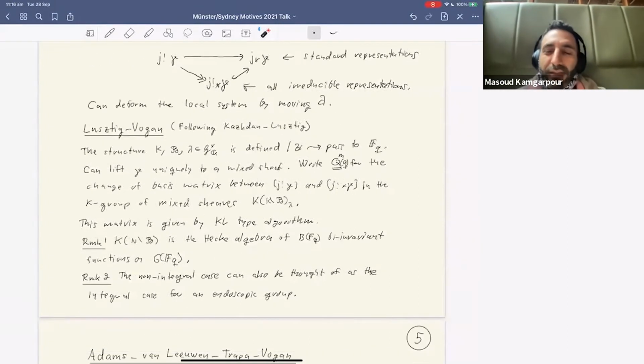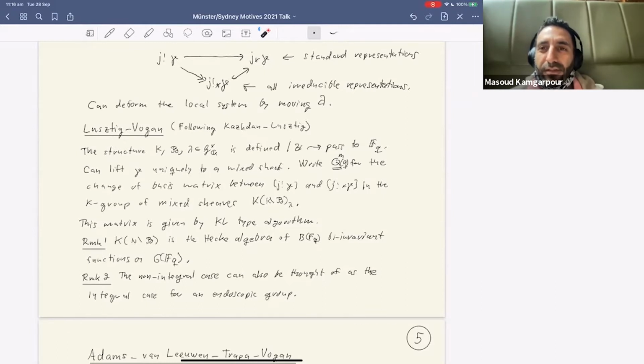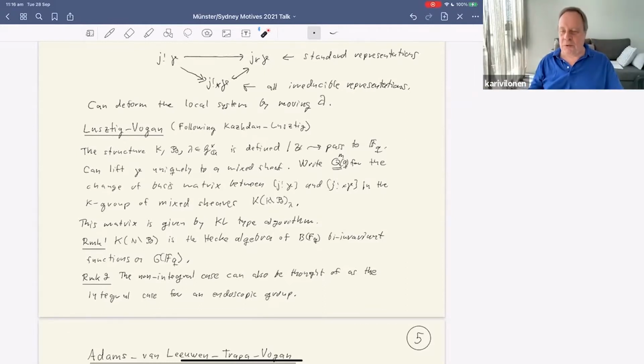Why does the endoscopic group arise? Can you just explain how they arise? So you take the integral coroots. There is no subgroup of G that somehow gives you this answer, but there is an endoscopic group which gives you the same matrix.